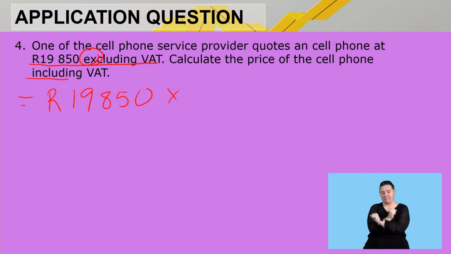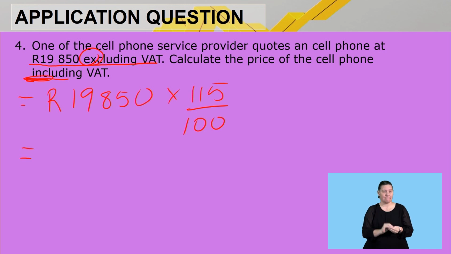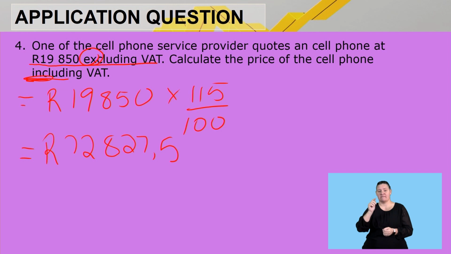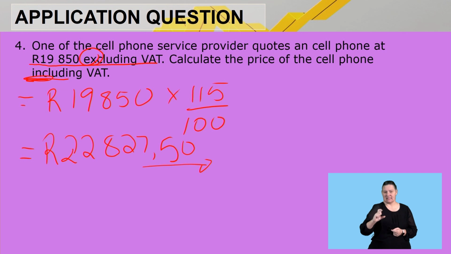Expensive. So we are looking for the VAT inclusive amount, so we're going to multiply that by 115 over 100. Right, so now that gives us a total amount to be paid. It's 22,827.5. After a comma, if there's only one digit, you just add a 0 to make it 50 cents. So we are just going to add a 0 so that it equals 22,827.50.